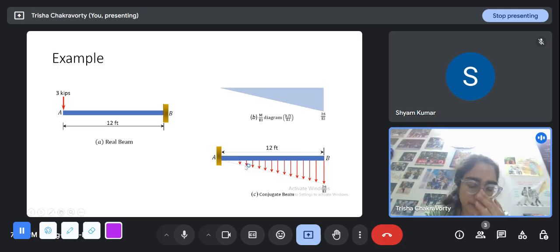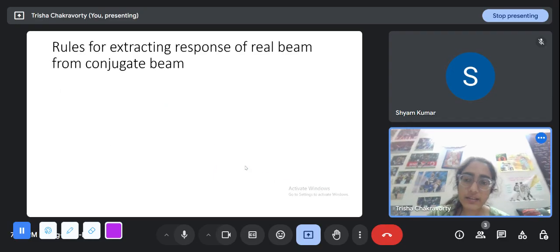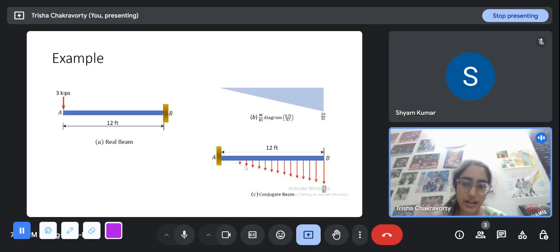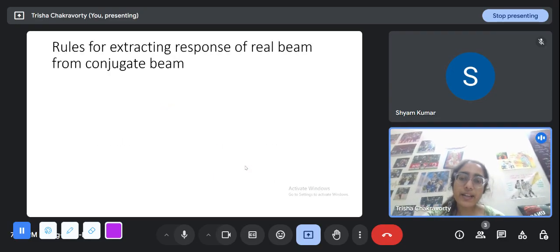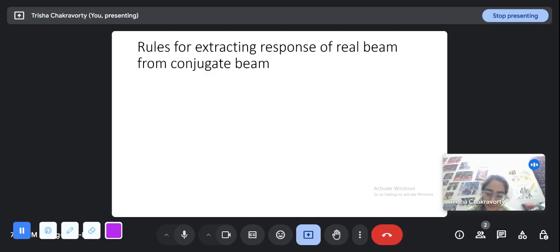This is a triangularly varying load. This is how I have drawn the beam. Now I want to extract the response of the real beam from the conjugate beam, which is the purpose. We are constructing the conjugate beam so that we can get the responses, that is the deflection and the rotation of the real beam, in a simple manner.